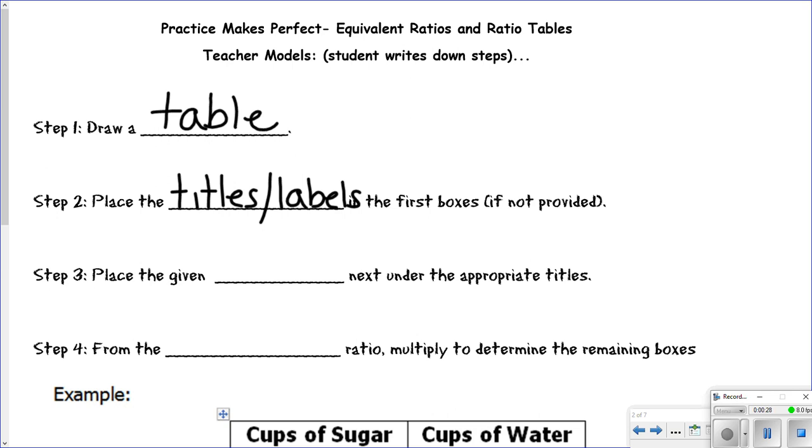Step 3. Place the given ratio next under the appropriate titles. Make sure you have them in the correct order. Step 4. From the original ratio, multiply to determine the remaining boxes.